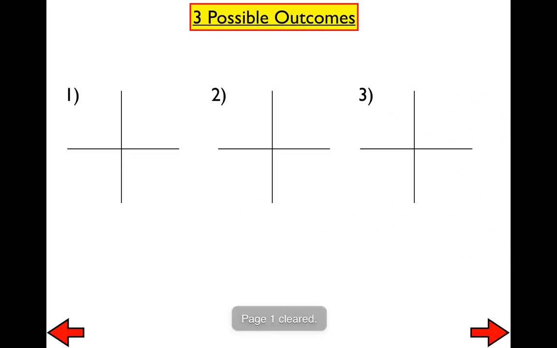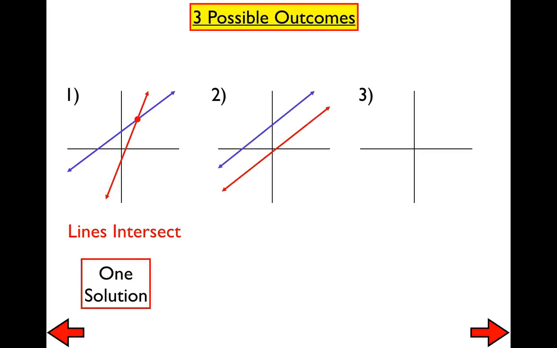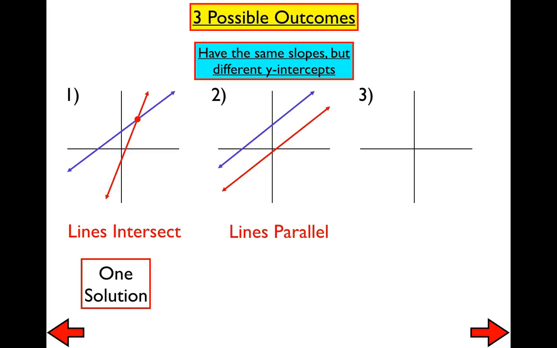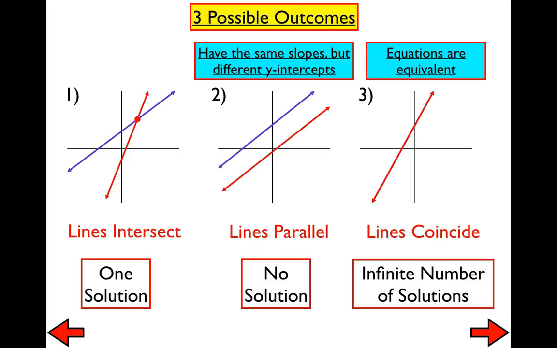Okay, so now what are the 3 possible outcomes? Number 1, it could be one solution, right? The lines intersect at one point. That's one solution. Okay, and then there could be parallel lines that never touch. That is called no solution because the lines will never intersect. And then what about number 3? Well, what if the lines overlap each other? If the lines coincide, that means there are infinitely many solutions because the equations are essentially equivalent, meaning they're the same.